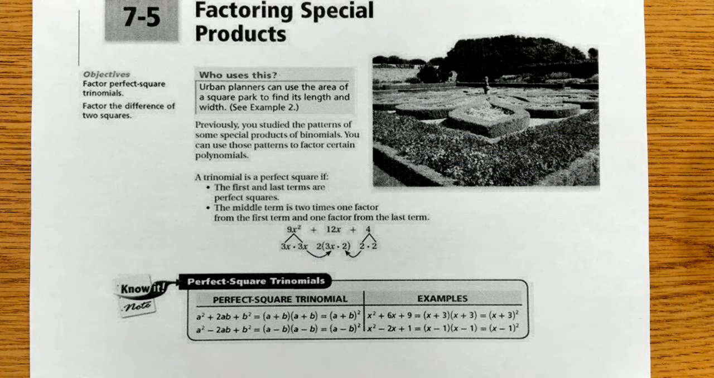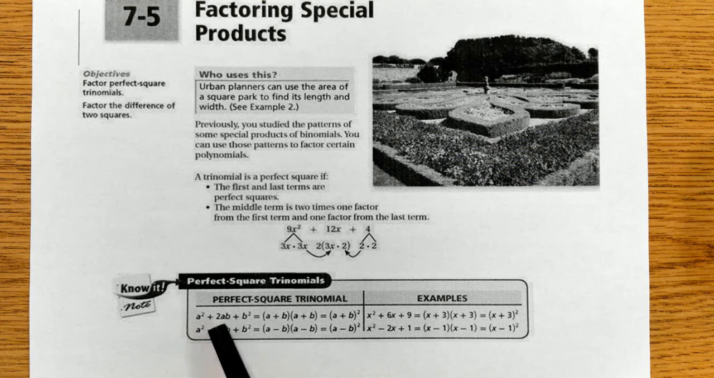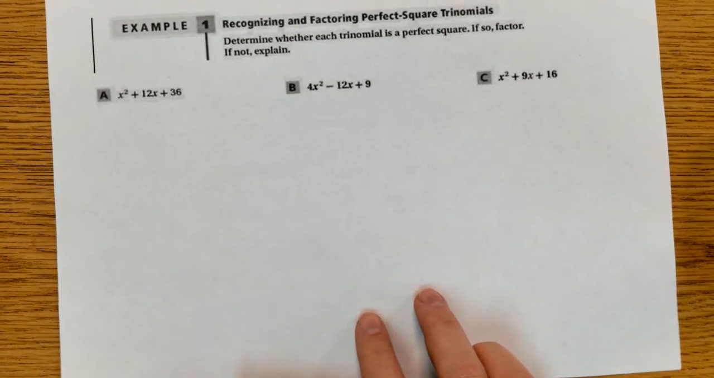So there are two different cases of perfect squares. One where we're going to have positive values, a plus b times a plus b, and then we'll have a minus b times a minus b. And here the only difference is that this middle term is positive when everything's positive, and in the second one the middle term's negative. So that's going to make our b terms in our binomials negative. So we're going to go ahead and look at example 1.